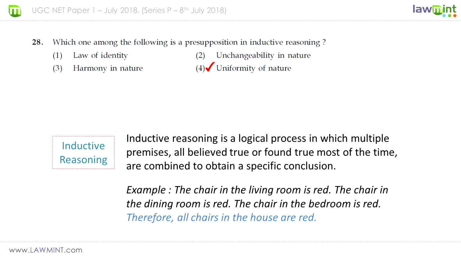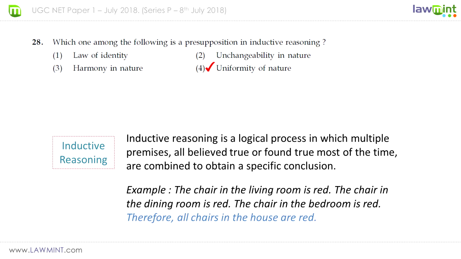For question number 28, we first have to understand what is the meaning of inductive reasoning. Now, inductive reasoning is a logical process in which multiple premises, all of which are true or found to be true most of the time, are combined to arrive at some specific conclusion. For example, if I go to somebody's house and I see that the chair in the living room is red, and the chair in the dining room is red, and the chair in the bedroom is also red, I can arrive at a conclusion that all the chairs in this house must be red.